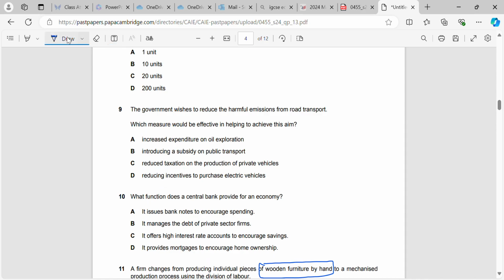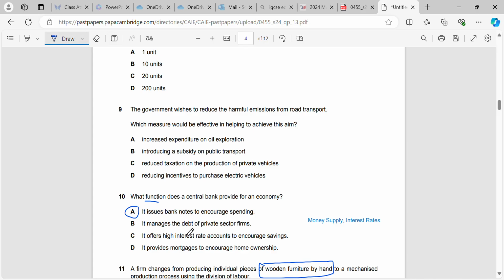Okay, question 10. What function does a central bank provide for an economy? So a central bank will issue banknotes. And how do we know that? What does a central bank do? A central bank controls, or it operates, monetary policy. And what is a tool of monetary policy? Money supply is one of those tools, and also interest rates are one of those tools.